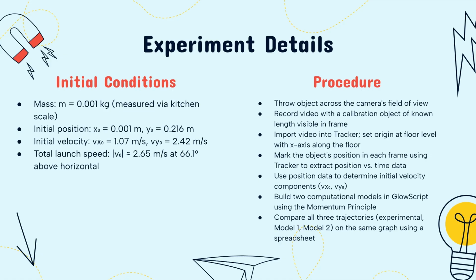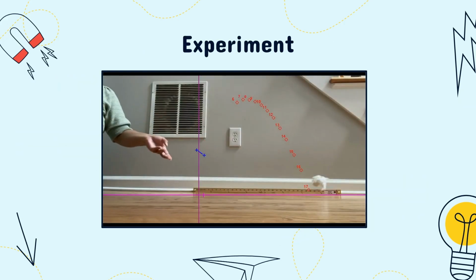My initial conditions were a mass of 1 gram and a starting height of 0.216 meters, and an initial velocity of 1.07 meters per second horizontally and 2.42 vertically, a total launch speed of about 2.6 meters per second at 66 degrees above horizontal. Here's a frame from the video showing the ball mid-flight tracked against my calibration stick on the floor.